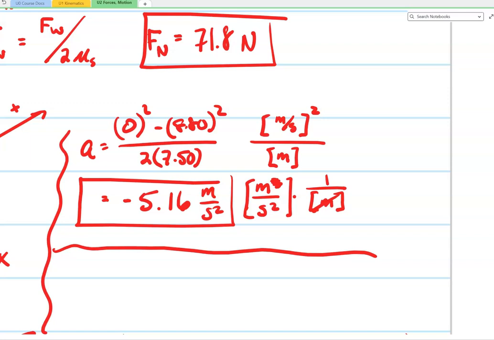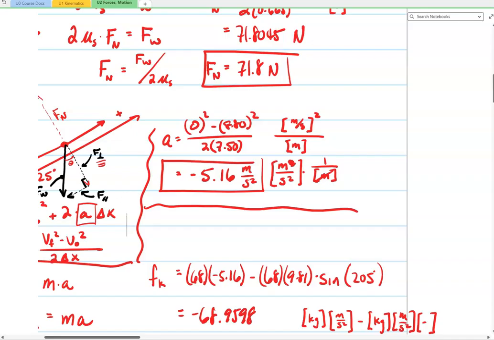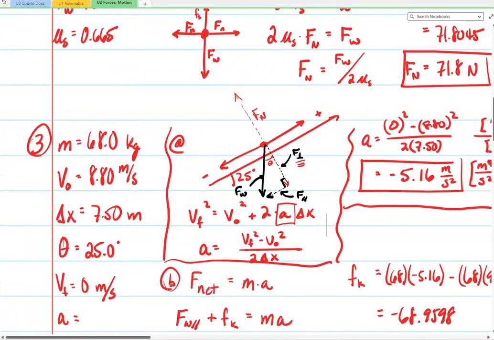Off to the side, I double checked my units. So we had meters per second squared after subtracting these units above. So meters per second quantity squared. And in the unit below, we had a meter. So a pair of the meter measurements cancel out, and we're left with meters per second squared in acceleration.